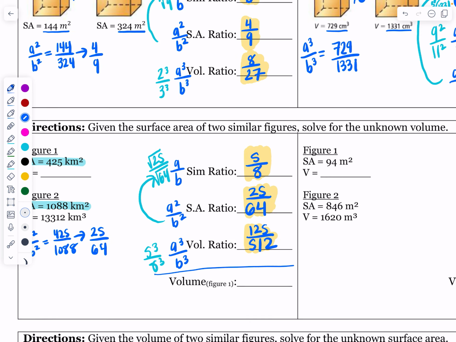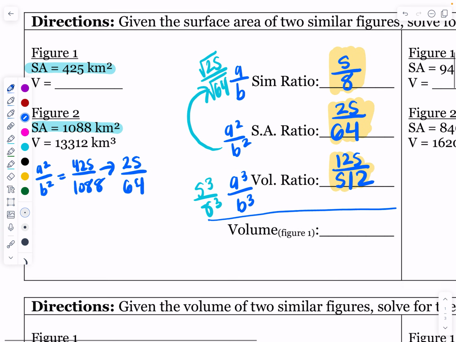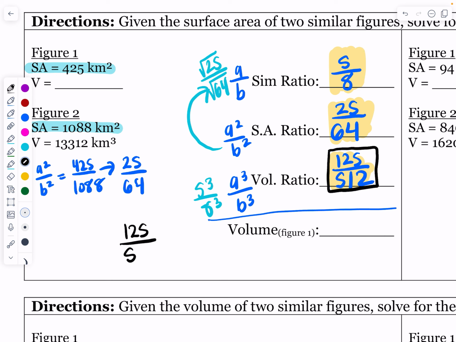What's new is it says, given the surface area of two similar figures, solve for the unknown volume. So which ratio do I need to work with when I'm working with volume? That is going to be this ratio, 125 over 512. So I know that whatever the actual volumes are, they should reduce to the ratio of 125 over 512. So which volume do I know?